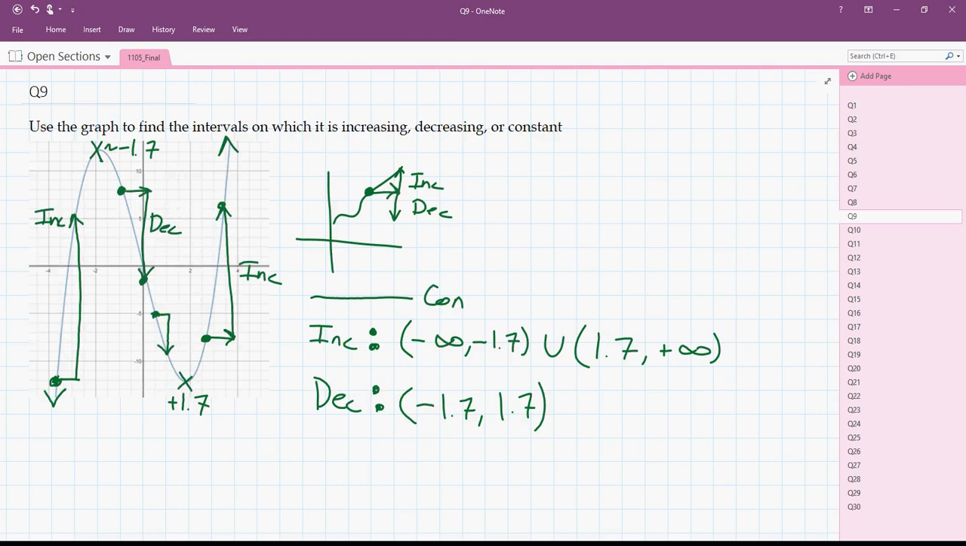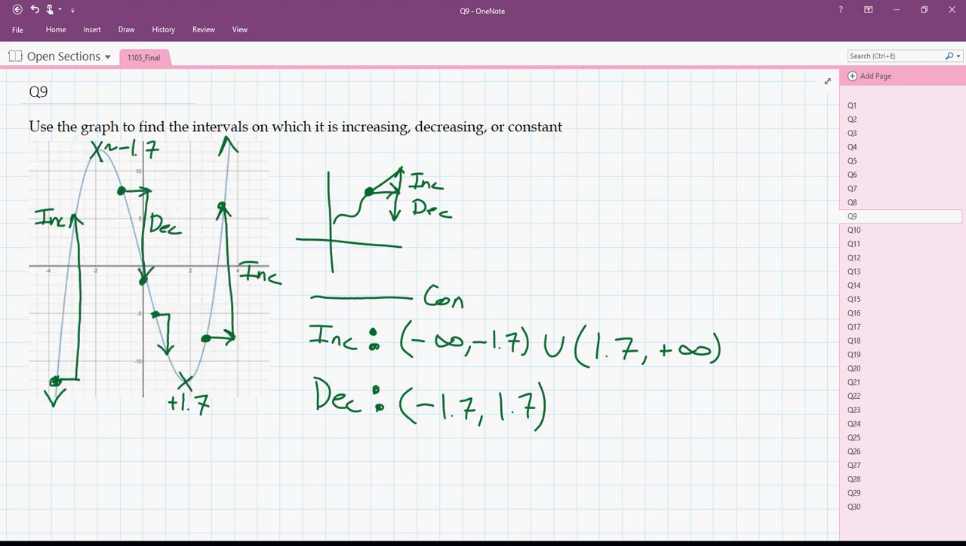And just notice that I didn't put square brackets anywhere. Infinity never has square brackets, but the reason the values don't have square brackets is because right at the turning points, it's neither increasing nor decreasing. You could say it's constant at those points, but technically you need the same behavior for two different values to create a trend. So it's actually only stationary right at those 2 points. They're just turning points, but they're not included in the increasing or decreasing set.